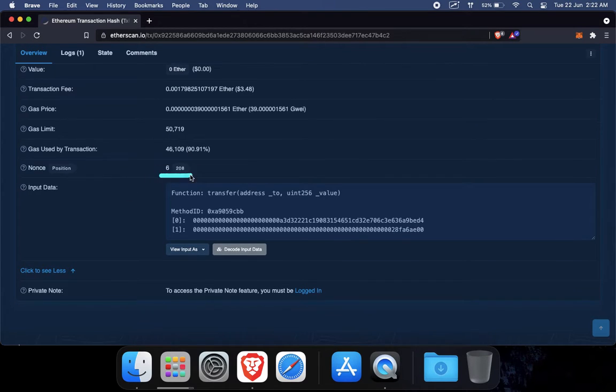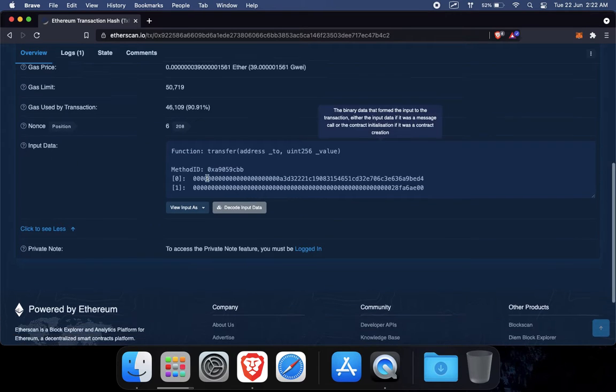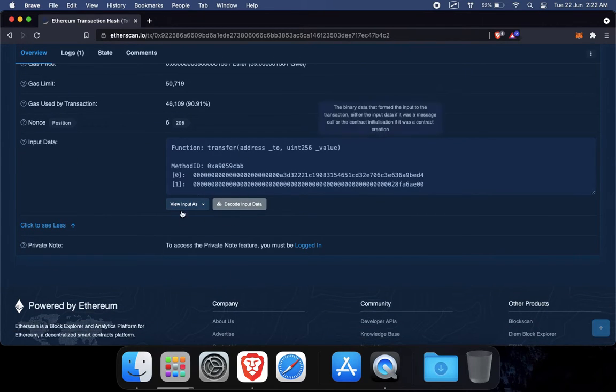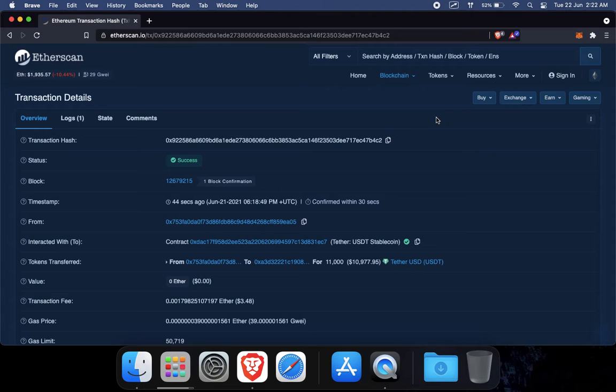Nonce is to do with the hash rate and stuff. Input data, so this all has to do more with the coding side of things, which I will not be covering. Okay, go back to the home page.